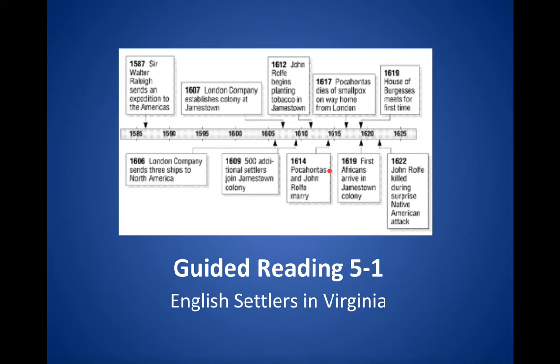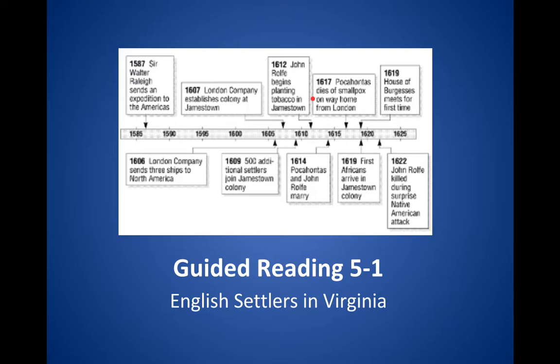Moving down here to 1614, Pocahontas and John Rolfe marry. You've probably heard of Pocahontas before. Maybe you've seen the Disney movie about Pocahontas. But the real Pocahontas had a pretty interesting story as well. Pocahontas was a Native American princess who married this extremely powerful Englishman, John Rolfe. And moving up here to 1617, Pocahontas actually dies of smallpox on her way home from London.